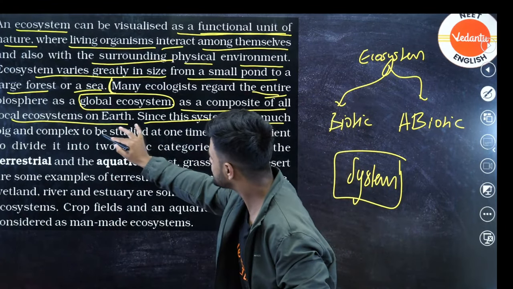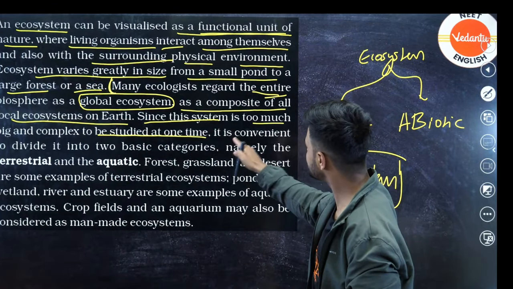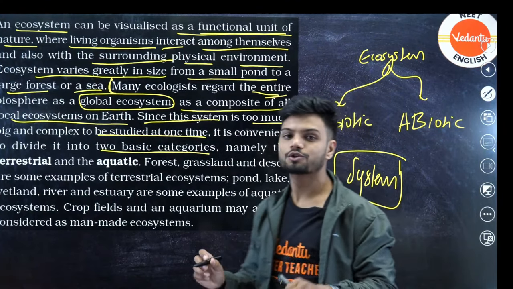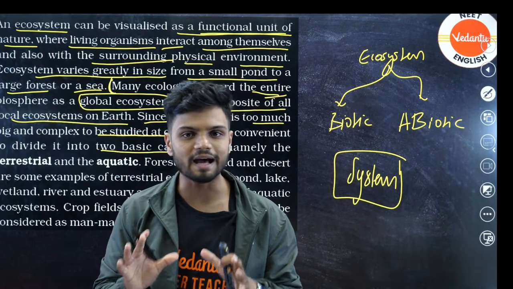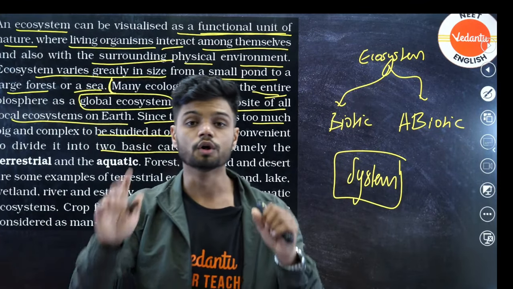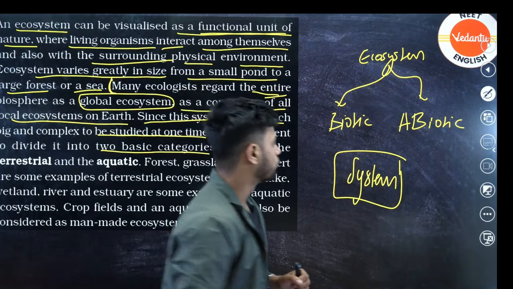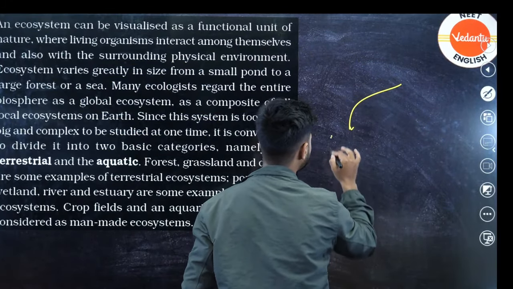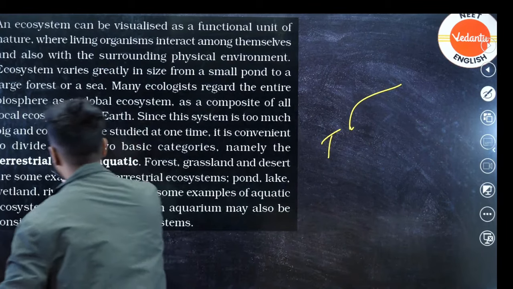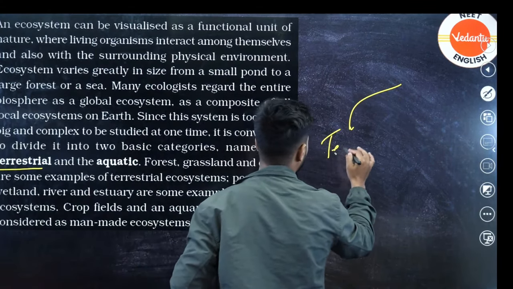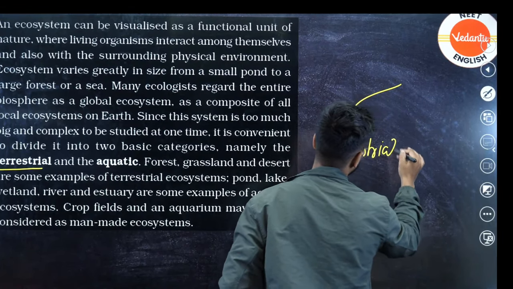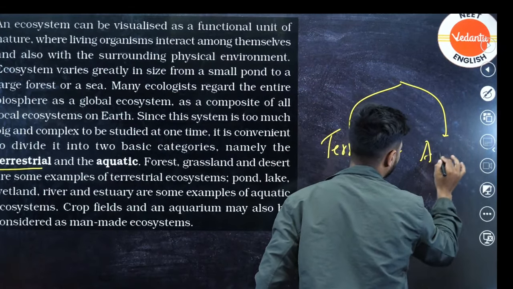Now, since this system is too big and complex to be studied at one time, it is convenient to divide it into two basic categories. What are the two basic categories? The first one is terrestrial ecosystem. The other one is aquatic ecosystem.